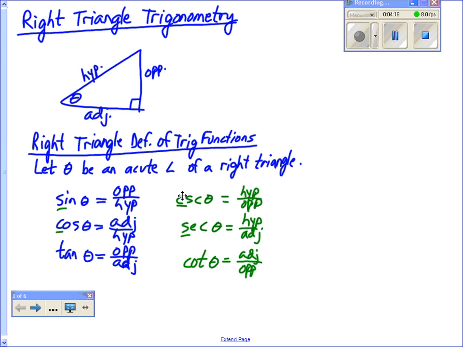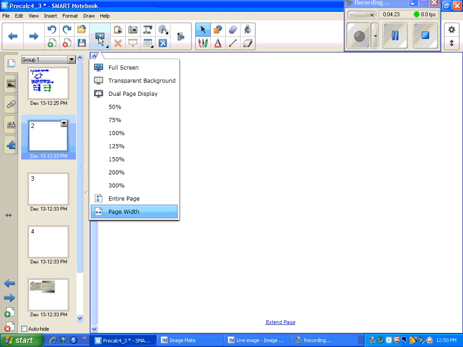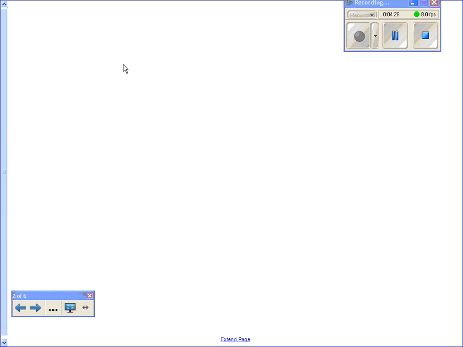Okay, so there are our right triangle definitions. Let me get a new sheet here and practice a little right triangle trigonometry. Let's use the triangle to find the exact values of the 6 trig functions. Let's let our theta be right here on this right triangle, let this side be 2, and let the hypotenuse be 4.